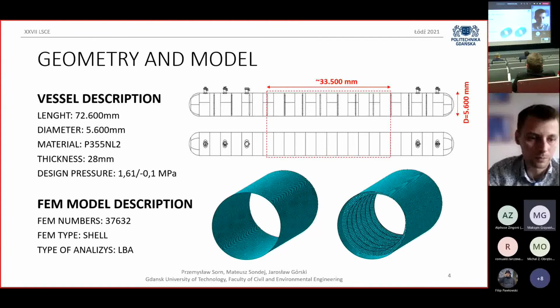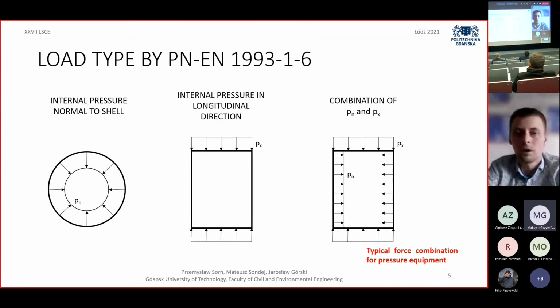Yes, between the stiffeners. What type of analysis did we focus on? Mainly on the linear buckling analysis. Typical loads for the shells according to Eurocode 3 are the internal pressure normal to the shell, the internal pressure in the longitudinal direction, and the combination of the previous two. It is important to say that the typical load combination for pressure equipment is the last one.